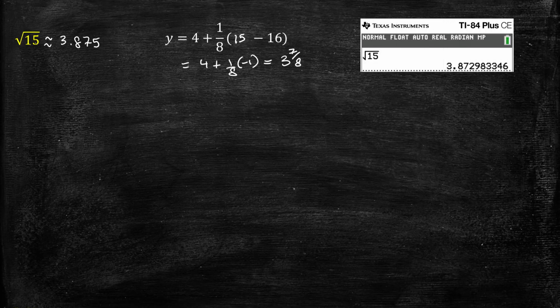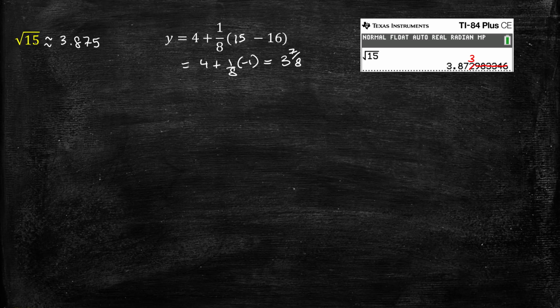Let's see how we did. So if I use the TI-84 to get the square root of 15, and I went to 3 decimal places, if we rounded to 3 decimal places, this would become a 3.873. So we're off in the thousandths. And that's not surprising because there would be deviation, but it's not bad.